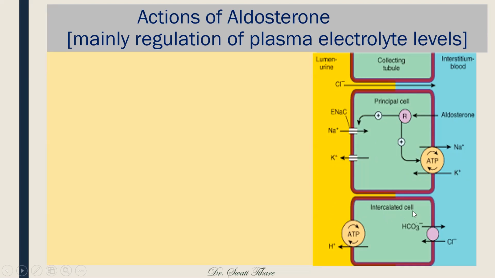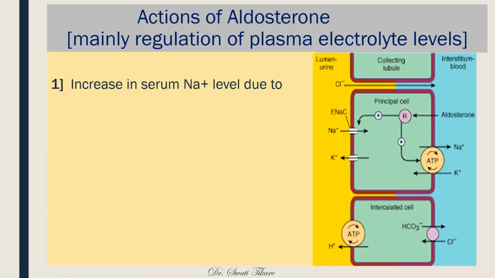Another thing happening in the intercalated cell is the secretion of hydrogen. Whereas bicarbonate is reabsorbed, hydrogen is being secreted. Chloride is also reabsorbed in exchange. So overall, sodium is getting reabsorbed, chloride is getting reabsorbed, bicarbonate is getting reabsorbed, whereas potassium and hydrogen are getting secreted. So let's just see the text.